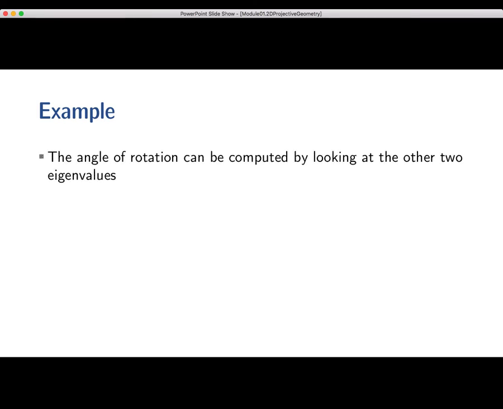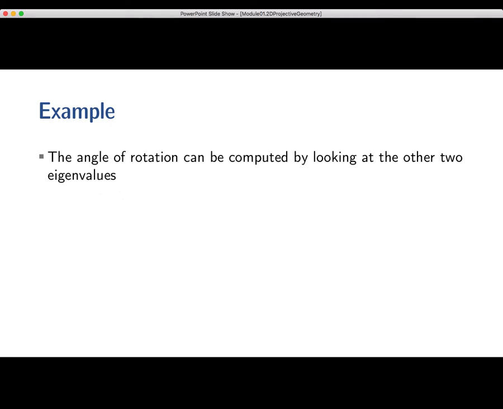Okay, so I found the axis of rotation. That's good, and I verified that it is the correct axis of rotation because it does not get impacted by that rotation matrix. It does not move under that rotation. Now I have a slightly difficult problem: what's the angle of rotation? How do I find the angle of rotation?